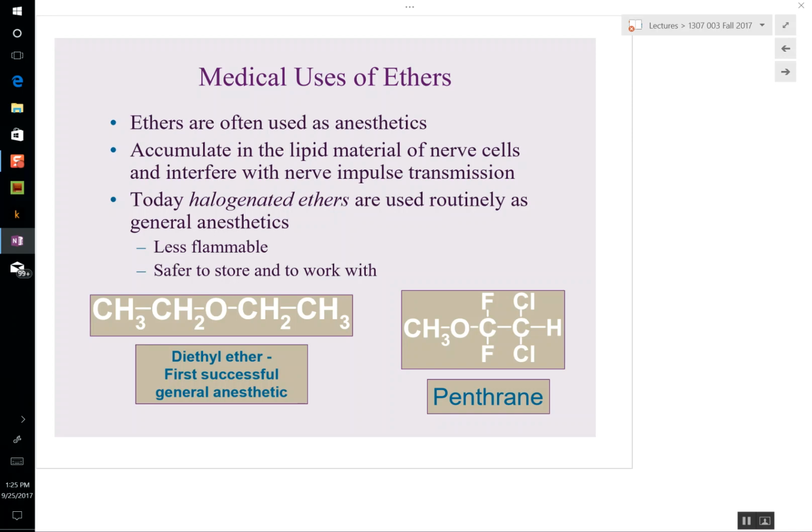If the doctor says we want this patient to be pretty out of it for 4 to 6 hours, then they look at a different anesthetic. And then, of course, we know that dose is very important. All right, so that's anesthetics, and a lot of them are ethers. I don't know that they all are, but many of them are.